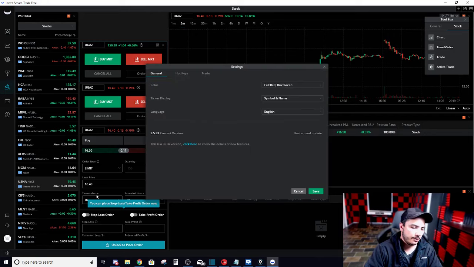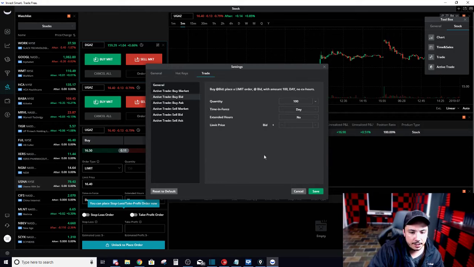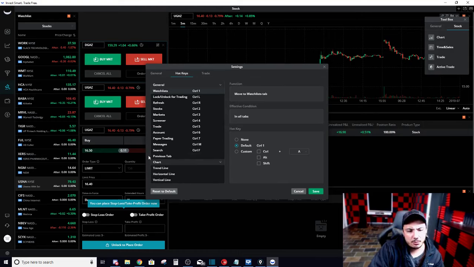And the way you edit your active trade: go to trade, active trade by bid, or active trade by market, by ask. You select your ask price, extended hours, yes or no. Market is just market in general. Sell market, sell bid, sell last. You put how many shares you want to do it. Okay. You got some hotkeys as well.